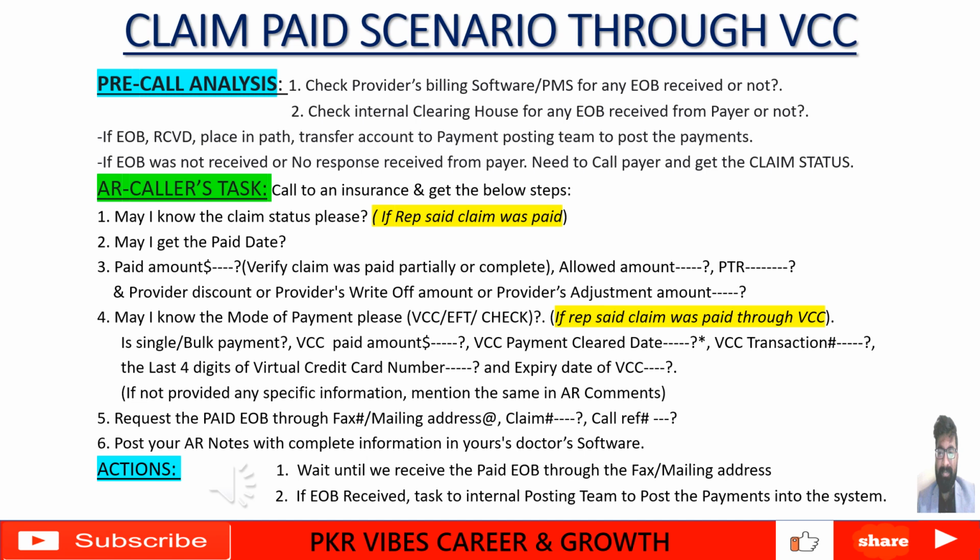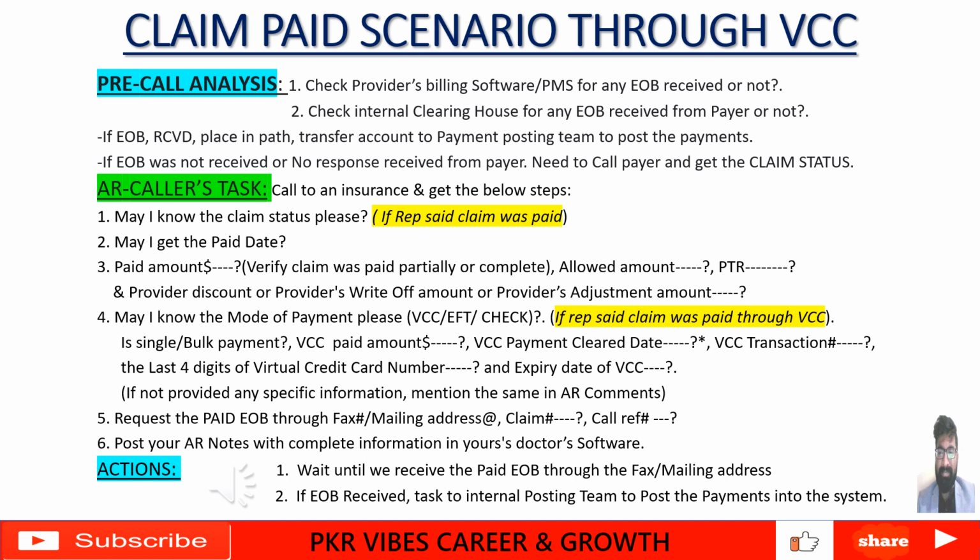At that time they will say that okay, it is paid partially. For example, if one is denied and one is paid, they say that okay, claim was paid partially and denied for the other CPT with so and so reason. Otherwise, if the claim was paid for both CPTs, for example, you billed two CPTs, then they say that okay, claim was paid completely. Then take the payment for the two CPTs accordingly.